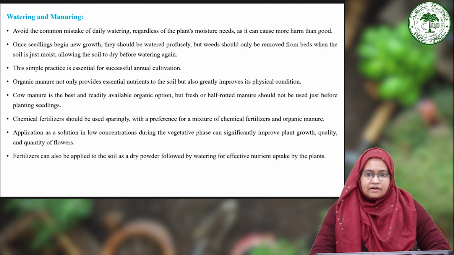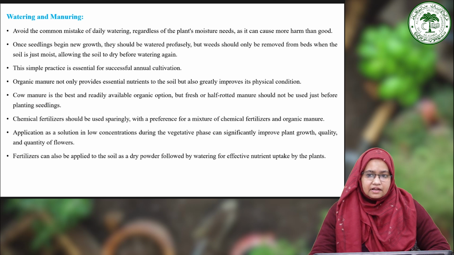Then for successful planting, one common mistake is daily watering regardless of the plant's moisture needs, which can cause more harm than good. Once seedlings begin new growth, they should be watered profusely. Weeds should be removed from the beds when the soil is just moist and the soil should be allowed to dry before watering again. This simple practice is the key to successful annual cultivation.